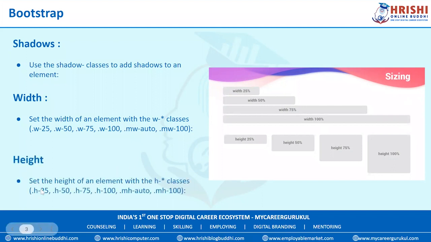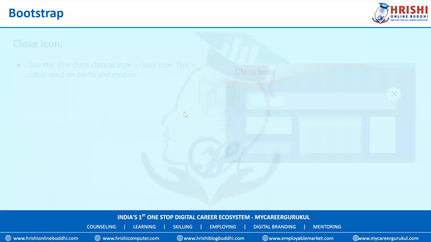Same way we have height. Set the height of an element with h. So here for width we use w, and here for height we will use h. Classes for h-25, h-50, h-75, h-100. Again, max height auto and max height 100. So likewise you can assign width and height to your elements. As you can see here, height 25, 50, 75, and 100% of height.